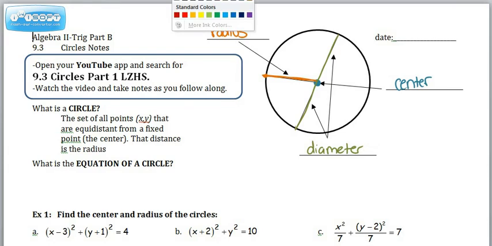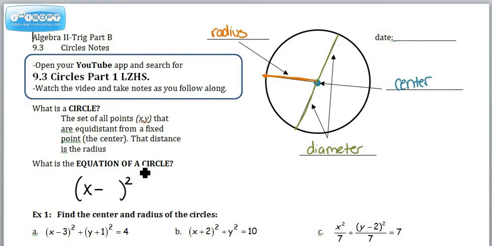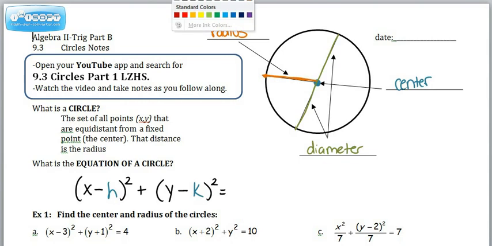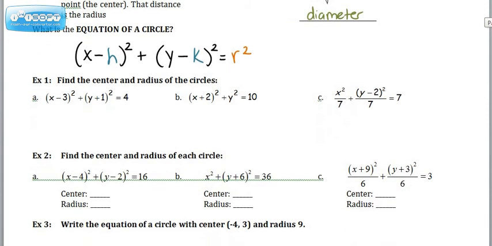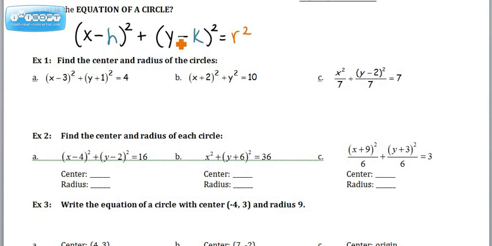And so what's the equation of a circle? The equation of a circle is the quantity x minus h squared plus the quantity y minus k squared, and that's going to equal our radius squared. And so in the examples below, we need to identify the center and radius of the circle.